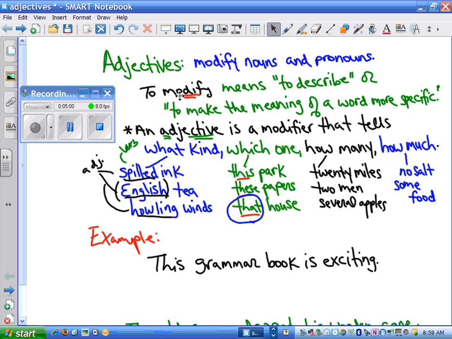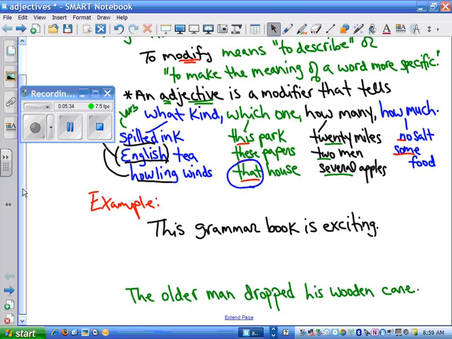Our next examples of adjectives: how many, 20 miles, 2 men, several apples. Right? That how many, we're thinking about numbers. Right? Numbers working as adjectives. How many miles? Well, there are 20 miles. Same with how much, right? We have words that try to give us quantity. No salt, some food.